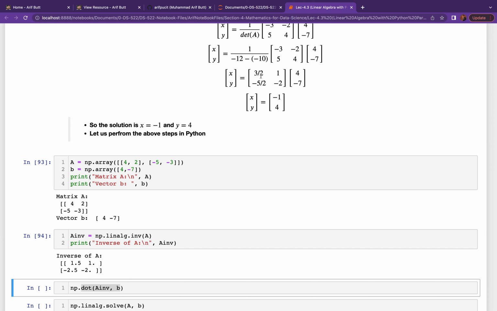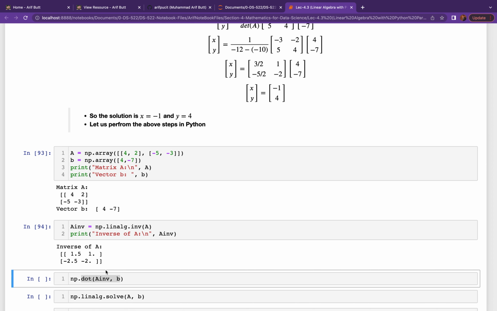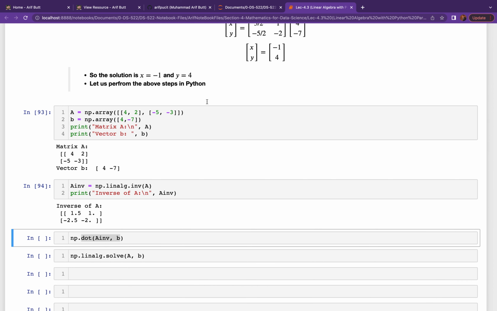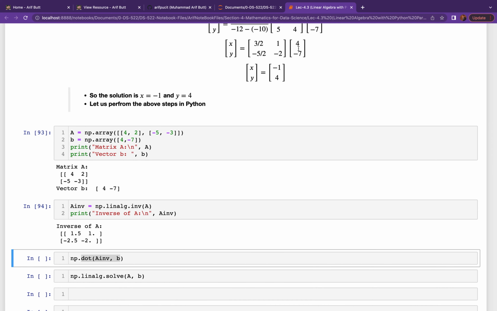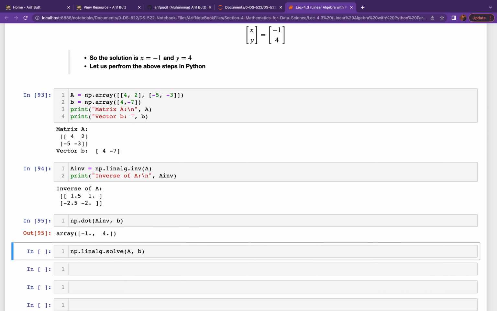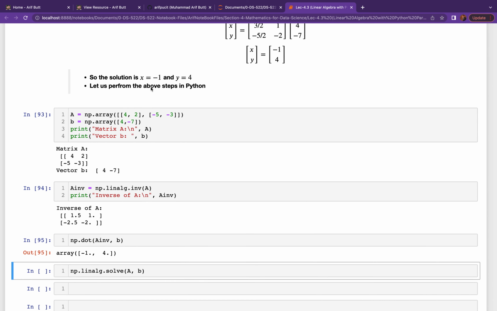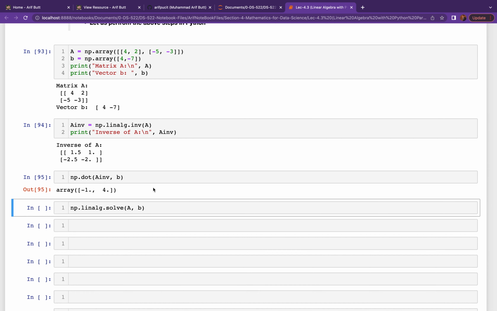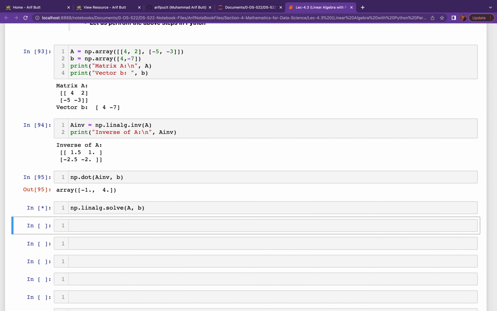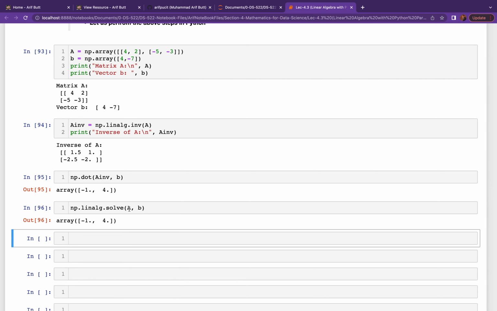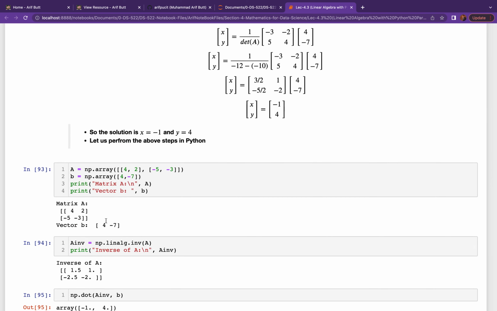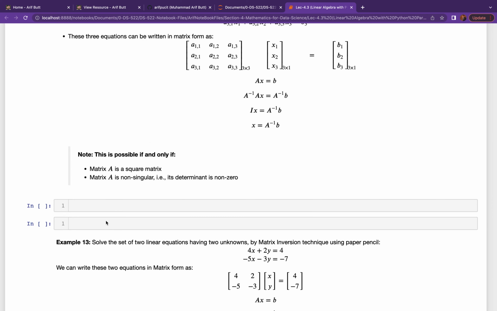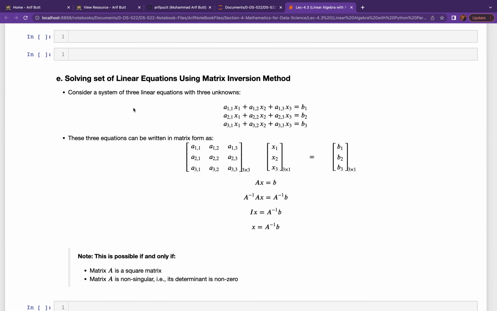So this is the inverse of A. You see the inverse 3 over 2, minus 5 over 2. This is 1.5, minus 2.5. And then we have multiplied this inverse of A with this vector B that I have done over here. And this is the answer, -1 and 4. And you can simply use the solve method of linear algebra and simply pass it the matrix A and B to get the answer. So I hope this is clear to you. That is the solution of a linear equation using matrix inversion method.